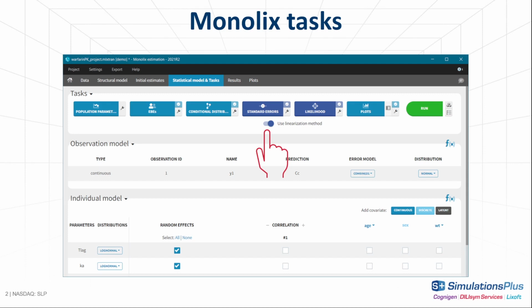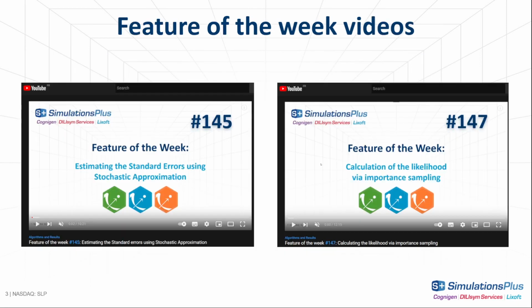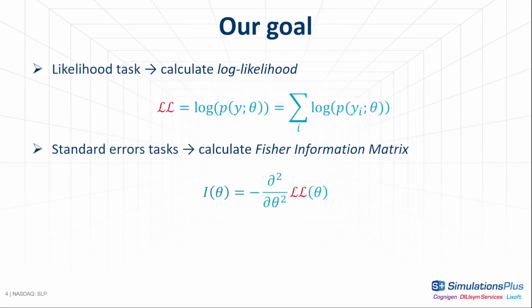Today you will learn what's behind the linearization toggle, which is below the standard errors and likelihood task. In video number 145, you learn how to estimate standard errors with the stochastic approximation, and in video 147, how to calculate likelihood using the importance sampling method. In both tasks, the difficulty lies in the calculation of the log likelihood.